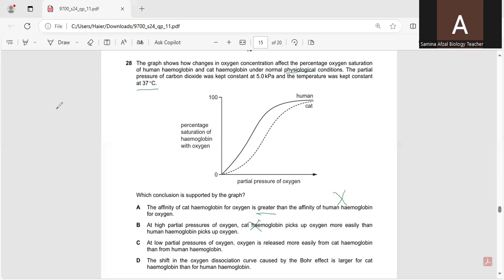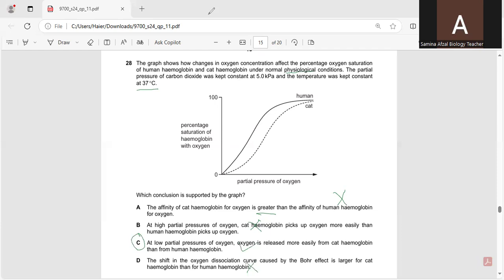At low partial pressure of oxygen, oxygen is released more easily from cat hemoglobin than from human hemoglobin. So it is the correct option when there is low partial pressure of oxygen. So oxygen is released very easily in comparison when it binds. The shift in the oxygen dissociation curve caused by the Bohr effect is greater for cat hemoglobin, then we know it is not the correct option. So only C is the option which is correct in these four statements.